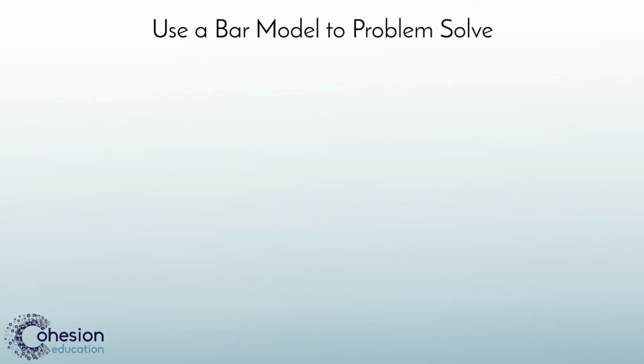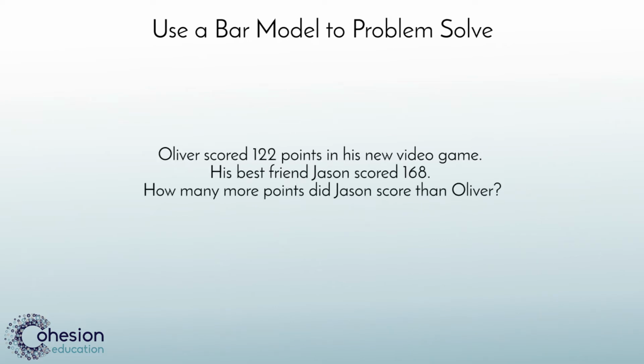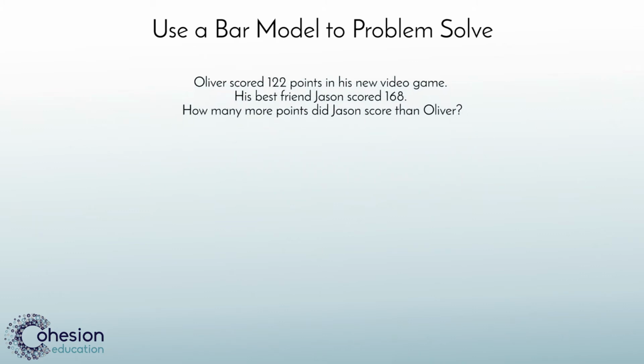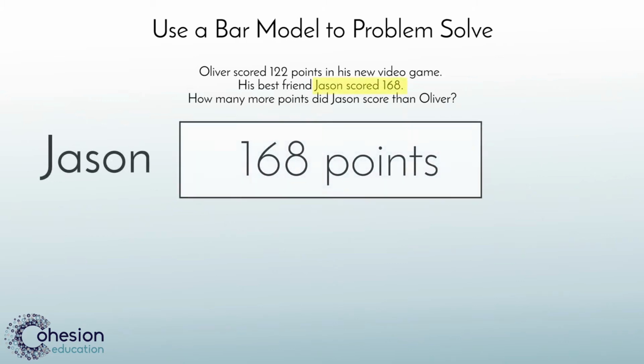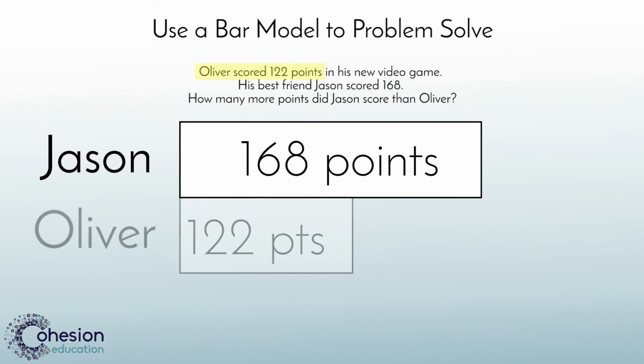Let's change our video game example to illustrate a situation where subtraction would be appropriate. Suppose the question read, Oliver scored 122 points in his new video game. His best friend Jason scored 168. How many more points did Jason score than Oliver? When using the bar model to help us organize our thinking through a word problem, we want to visually represent known information. What do we know? We know Jason scored 168 and Oliver scored 122.